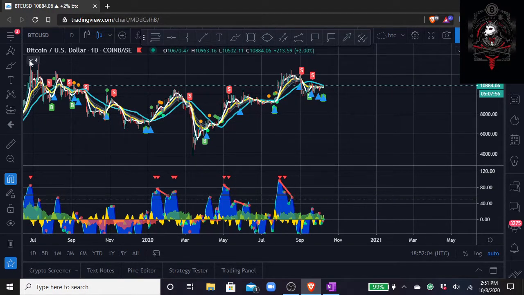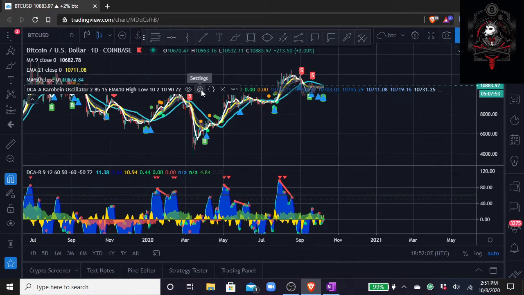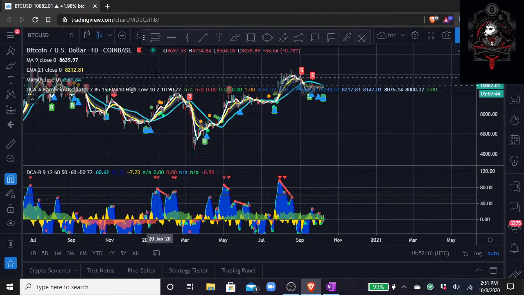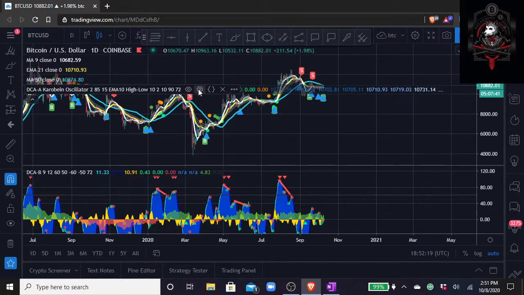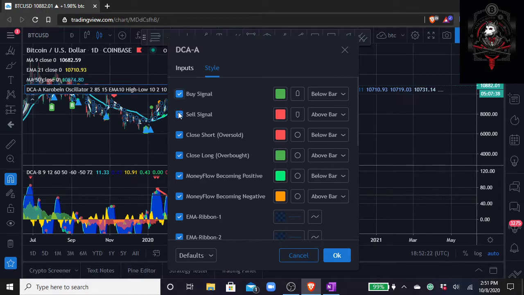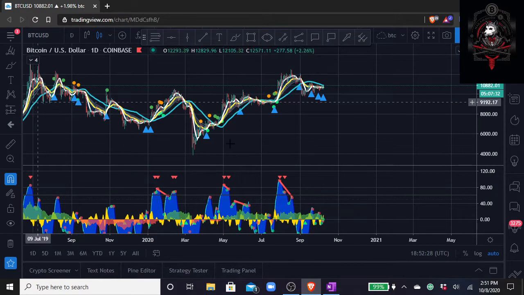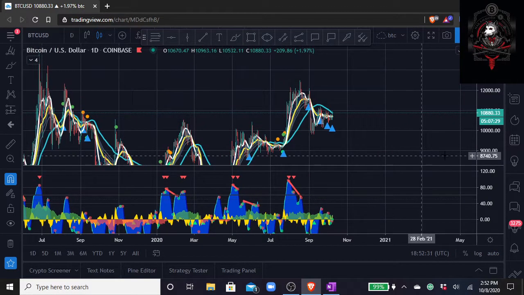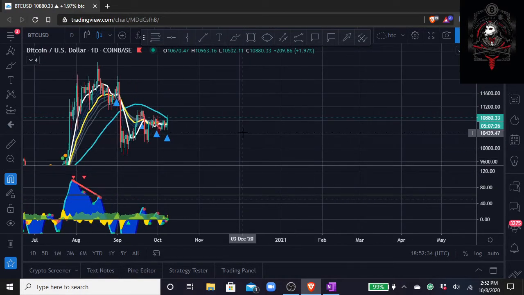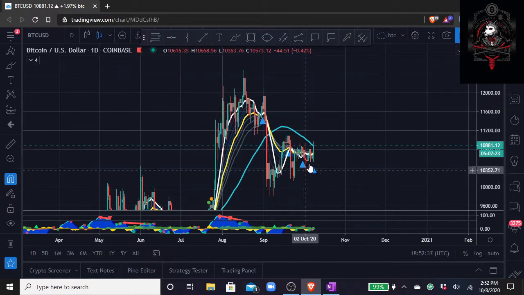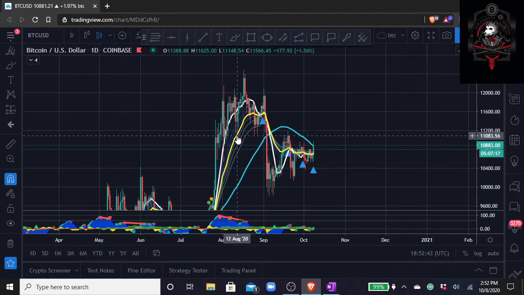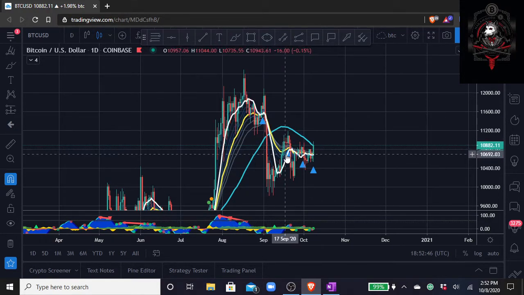Okay, let me get rid of some of the stuff on the power tool. So basically what our DCA power tool, the one that overlays your candles, is telling us right now is that the EMA ribbon has recovered. The EMA ribbon is all these exponential moving averages in here. We have coded a ribbon of them.